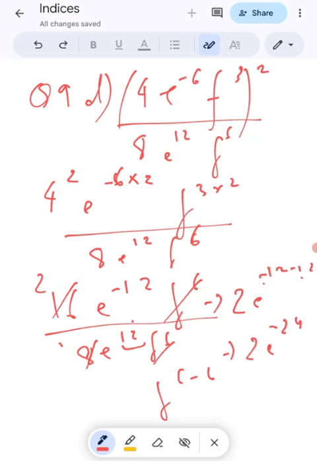But do we need the answer in a negative power? Nope. So what am I going to do? I will be putting this down, so the power automatically becomes a positive 1. So this means my final answer is going to be 2 upon e to the power 24.